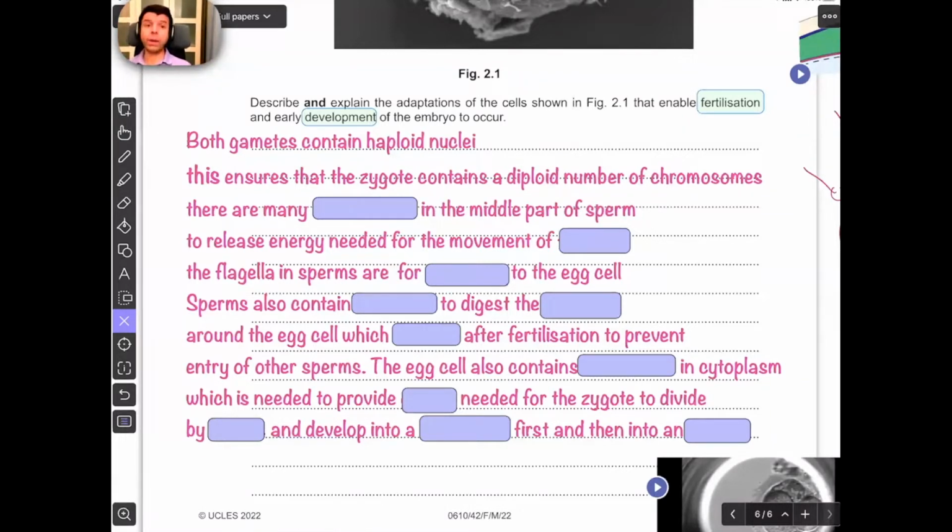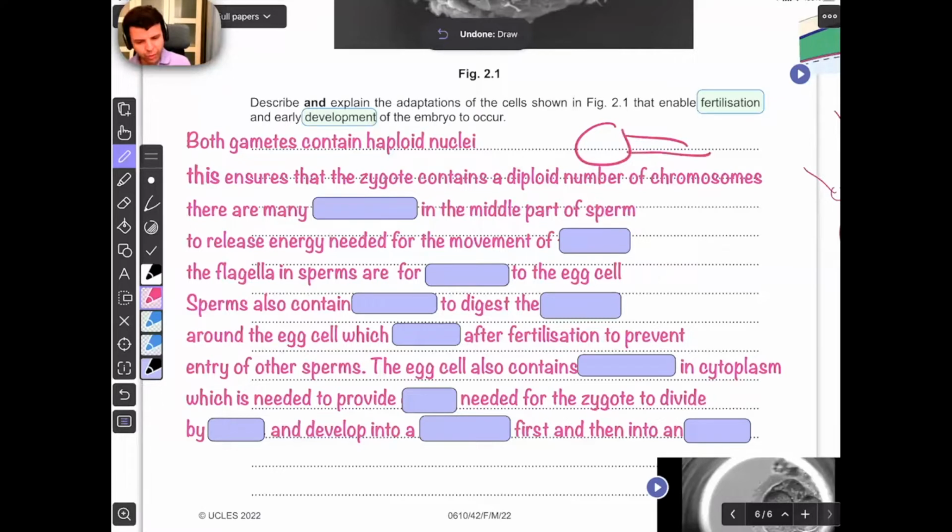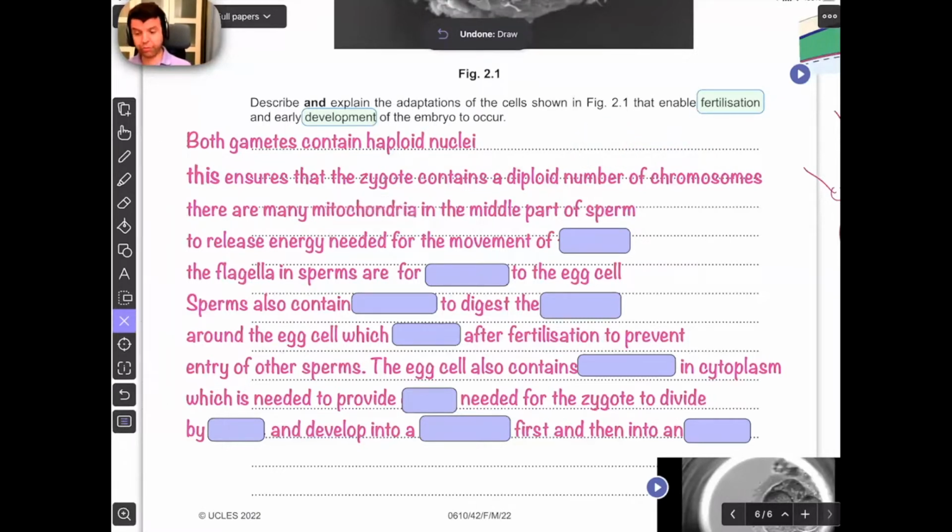Then I'm going to talk about the middle part of the sperm. Do you know what's special about the middle part of the sperm, somewhere here? That's the one where you have a large number of mitochondria, okay? Why are sperms very rich in mitochondria? Because energy is there, right? Energy is released for the movement of the flagellum or the tail. And those flagella, like for what? Those flagella allow the sperm to swim till it gets to the egg cell, all right?